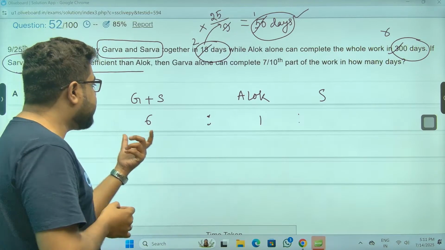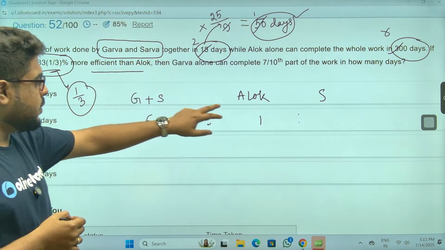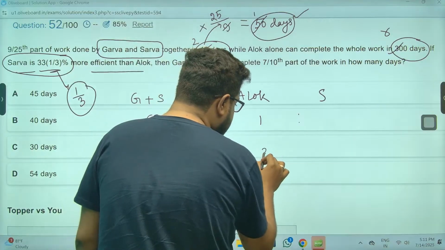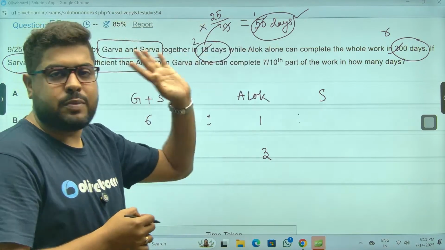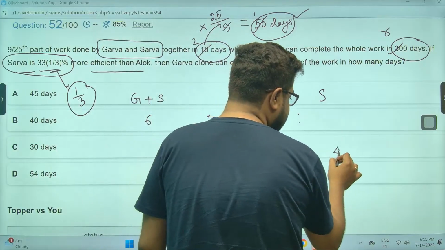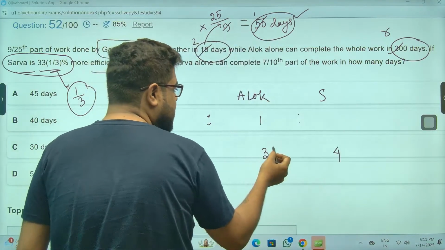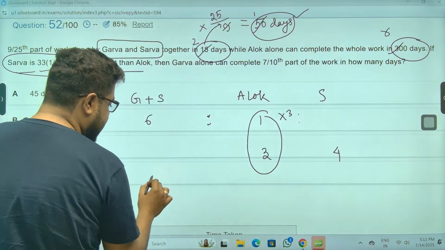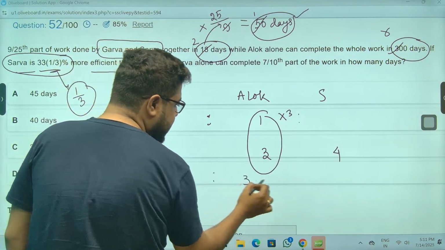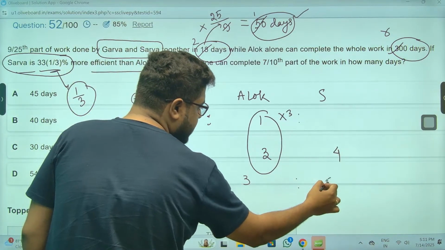But again, the problem says it is more than Alok. Now, if Alok's efficiency is 3, Sarva's efficiency is 1 more. That means 3 plus 1, 4, sir. So let's calculate this. I need to multiply this by 3. So this is 18 actually, this is 3, and this is 4.